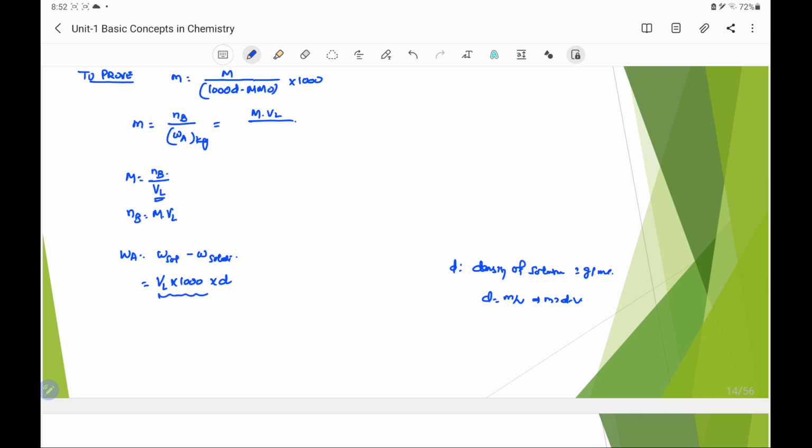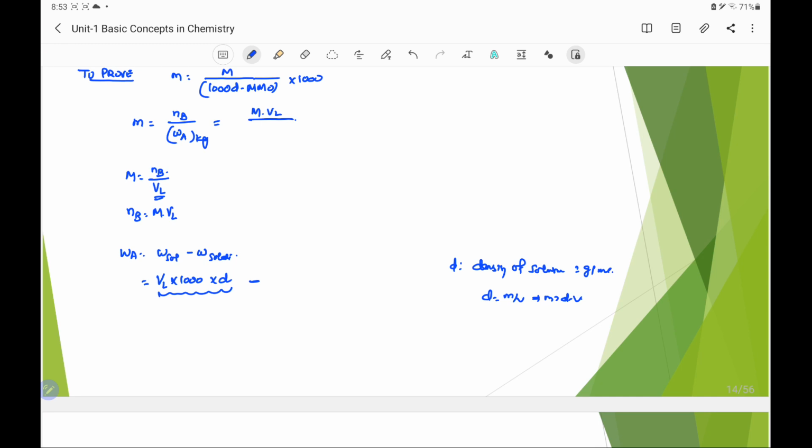So it gives the mass of the solution minus mass of the solute will be, because number of moles of the solute is NB, that is M VL, which we have already found. And if we multiply this number of moles with the molecular weight of the solute, it gives the mass of the solute in grams. And this total gram is divided by 1000, it will give the mass of the solvent in kilogram. So we replace this WA kg with this value.